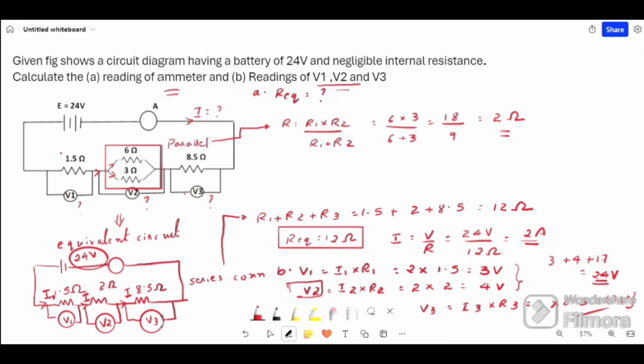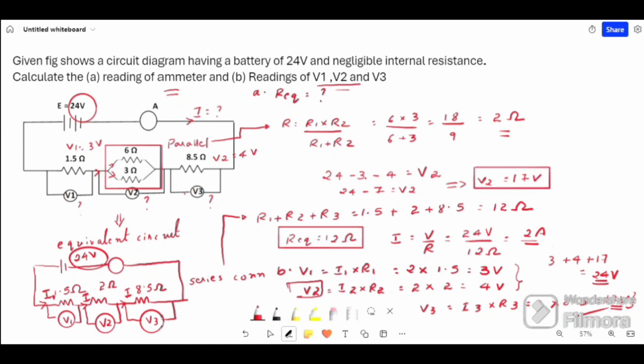We know the voltage across the 1.5 ohm and 8.5 ohm resistors. Now to find the voltage across the 6 ohm and 3 ohm resistor, we know the total voltage is 24 volt. So by subtracting V1 and V3 from the total voltage, we will get V2, that is the voltage across the 6 ohm and 3 ohm resistor. 24 minus 7 will be V2. That is 17 volt. So we are obtaining the same answer as we obtained in the previous method. I hope you have understood how we solve this question.